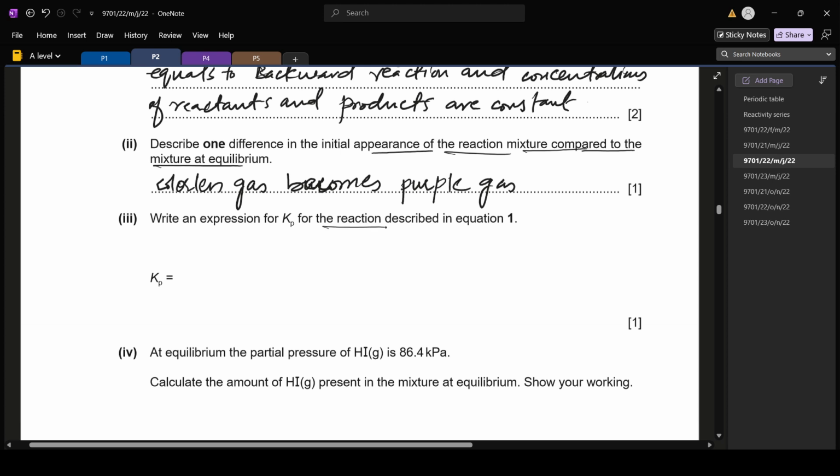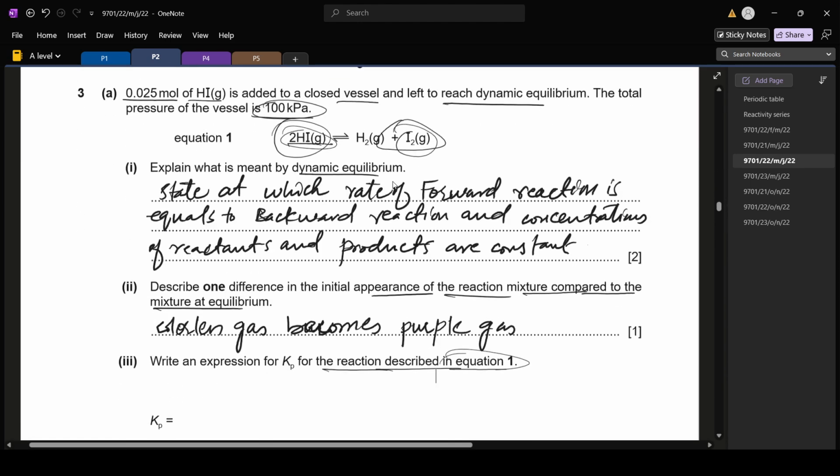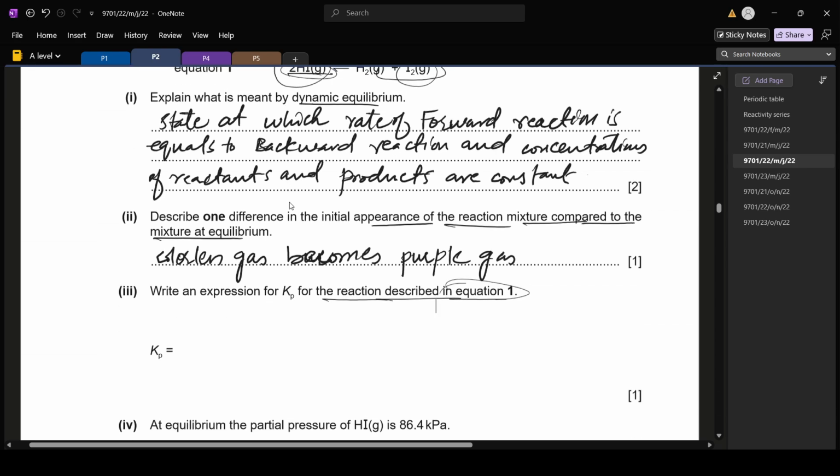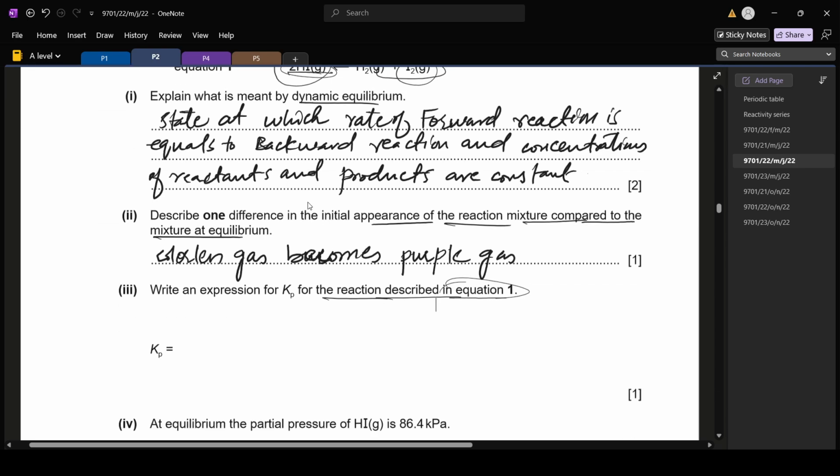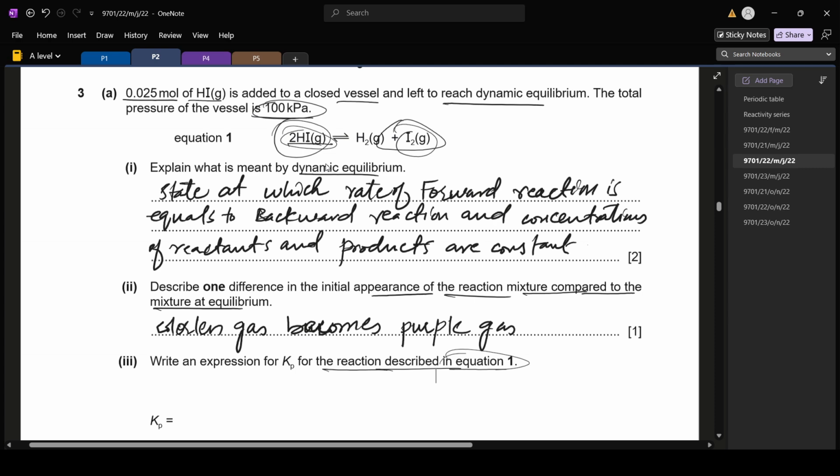Write an expression for Kp. This is the Kp, where p is partial pressure. Okay, for the reaction described in equation 1. So equation 1. So Kp is concentration of products divided by concentration of reactants.